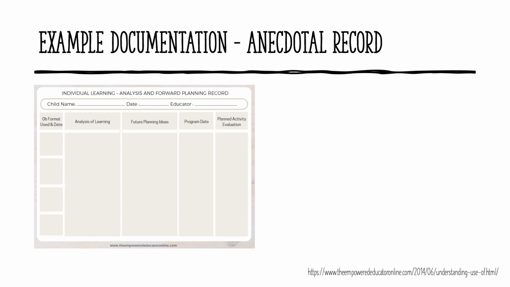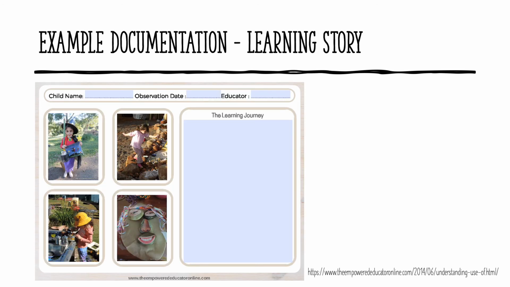So she creates her anecdotal records, but she uses them to then inform her forward planning. So she writes down the child's name, the observation format used, the analysis of the learning, the future planning ideas, and so on. So she's really taking her notes with that idea of thinking of how she future plans, just when she's starting to take those notes in the first place. She uses learning stories and learning journeys to document what's been going on with a child. So these look like to us random photos, but she would put the story that matches into all of those.